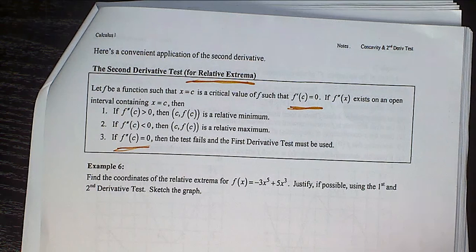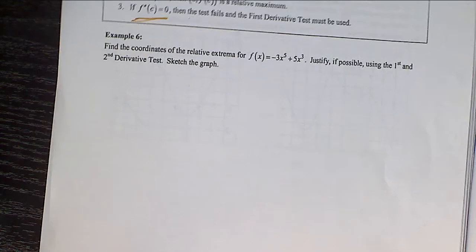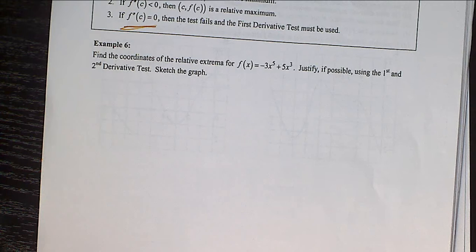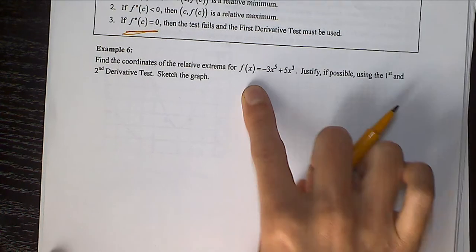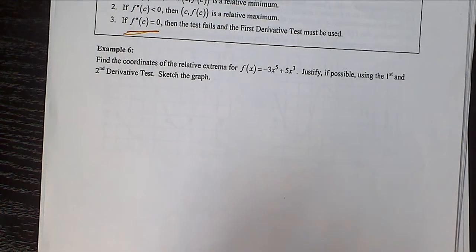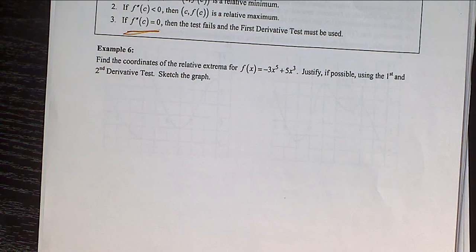Let's look at an example. Example 6 says, find the coordinates of the relative extrema for this function. Justify, if possible, using the first and second derivative test. Sketch the graph. So we'll use the second derivative test for this one.